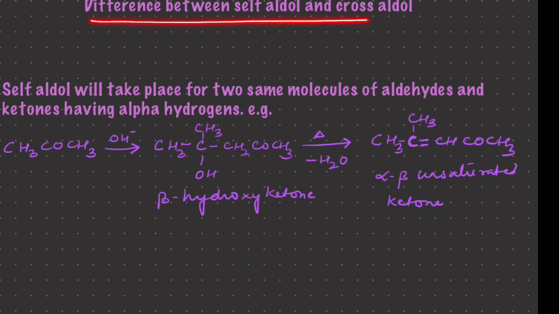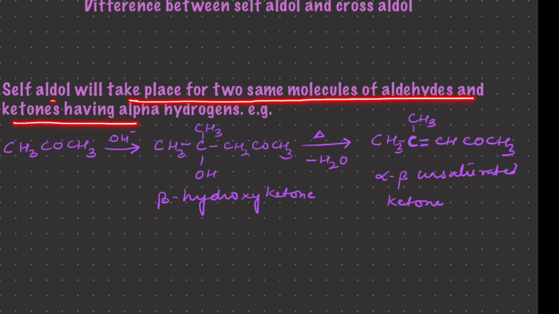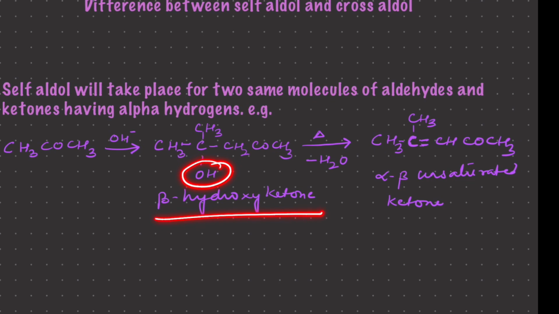Let us do the difference between self-aldol and cross-aldol. Self-aldol, as the name suggests, will take place for two molecules of aldehyde and ketones. That is, the same aldehyde and ketone will react with itself. The only thing which is required is that alpha hydrogen has to be there. So the ketones in presence of alkali will give beta hydroxy ketone, which will undergo elimination to give alpha beta unsaturated ketone. I have taken an example of a ketone that is having alpha hydrogen.